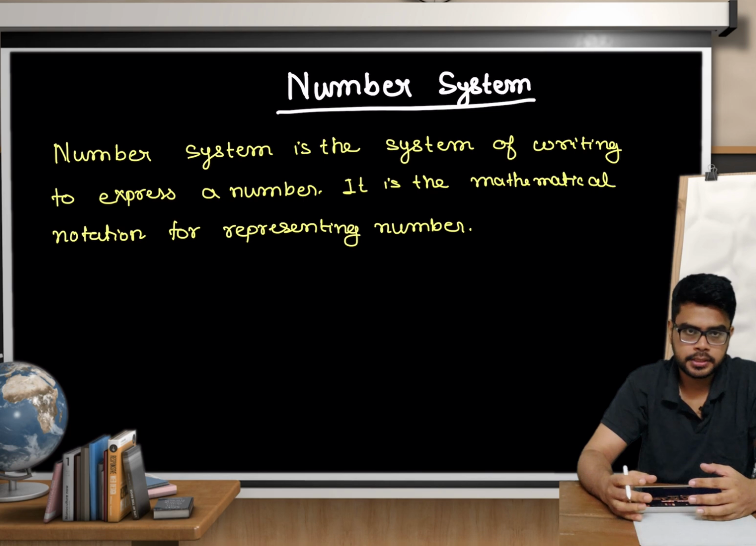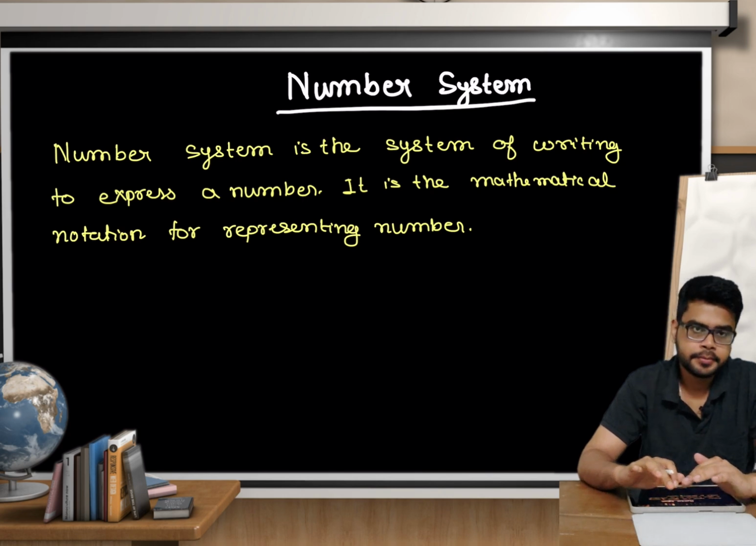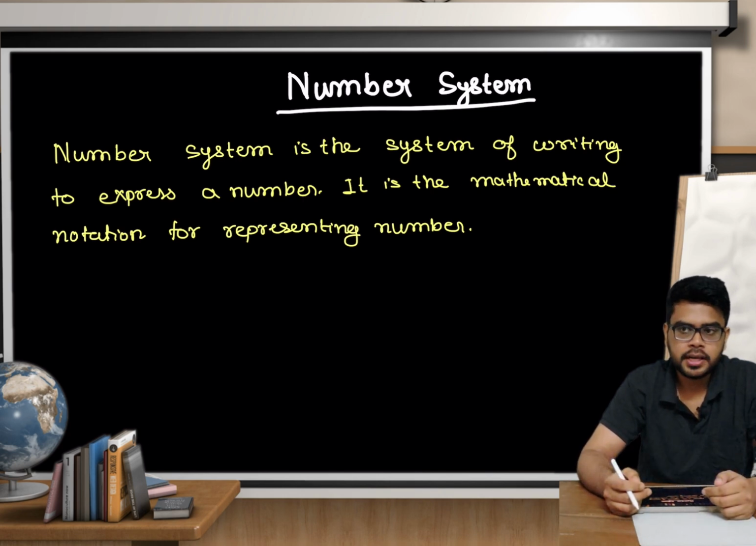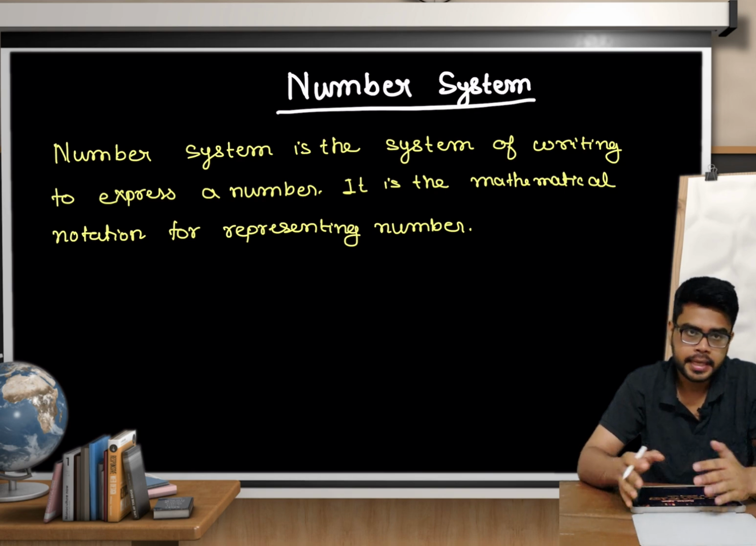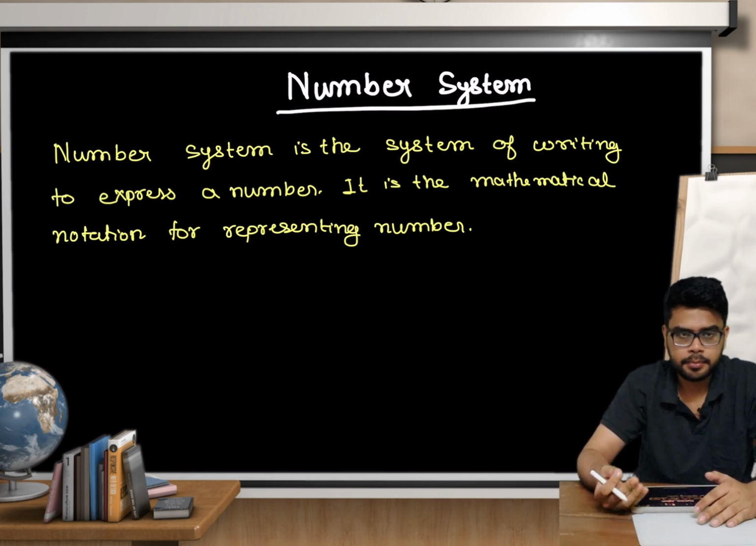So what is number system? Number system is a way of representing numbers by using some symbols and some digits. For example, 3. So what is 3? The number 3 can be a natural number, it can be a whole number, it can be an integer. So by using number system, we are able to categorize the different types of numbers.